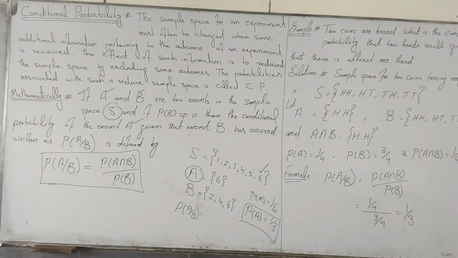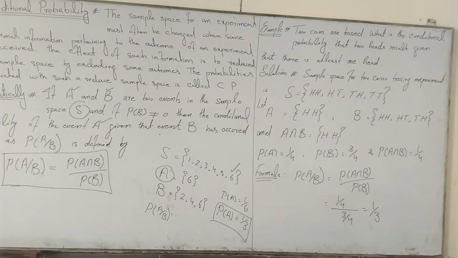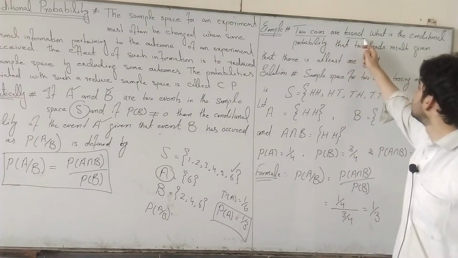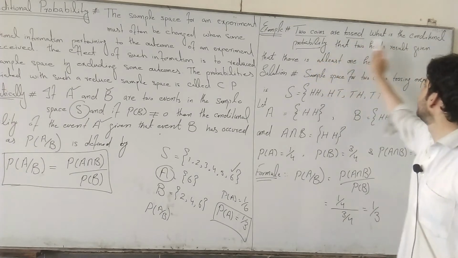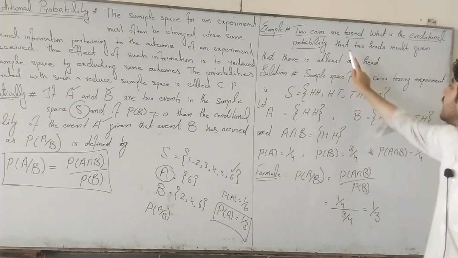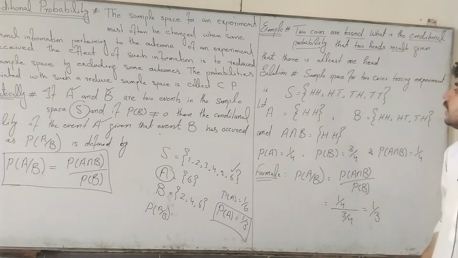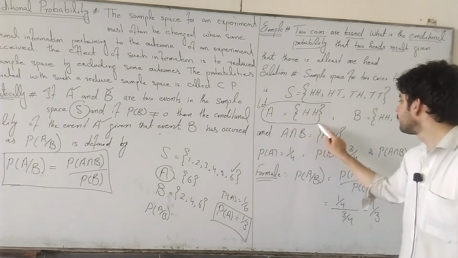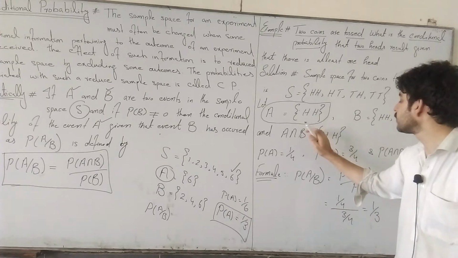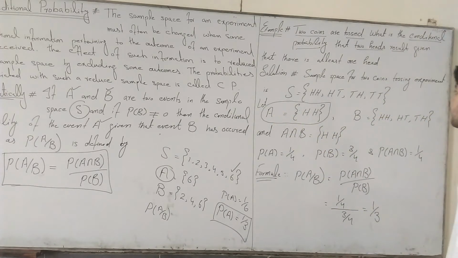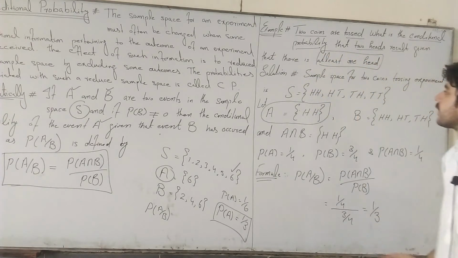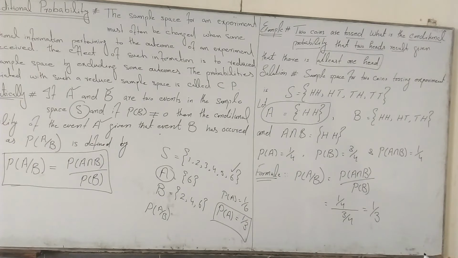Now, we are going to solve an example for conditional probability. If two coins are tossed, what is the conditional probability that two heads result? We are interested to find the probability of two heads occurring, and suppose that the set name is A, given that at least one head occurs. In the example, 3 sets are given.